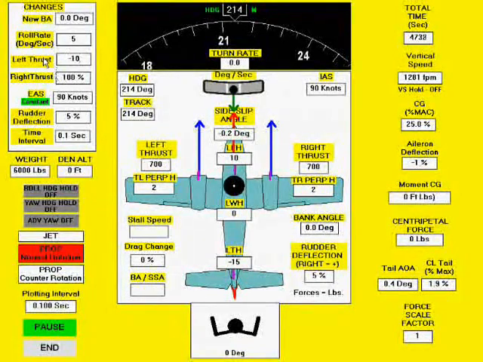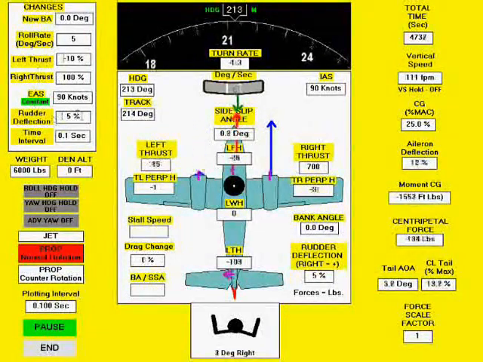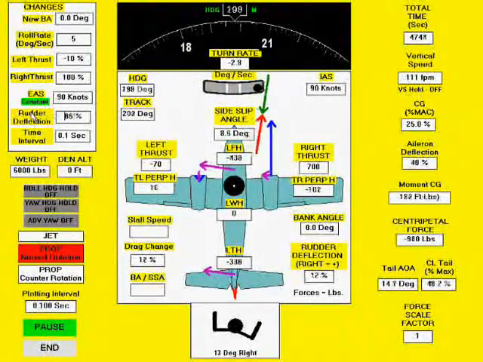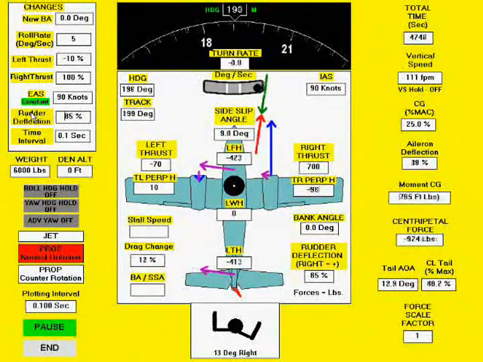We are in a normal climb and have failed the critical left engine. We will now apply enough right rudder to stop the turn.